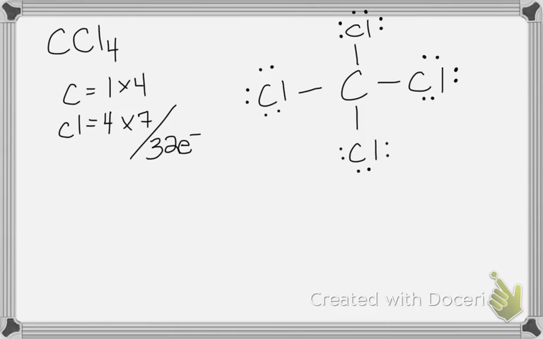The octet rule says that atoms will gain, lose, or share electrons. So in each one of these bonds, carbon and chlorine are sharing those electrons. In sharing them, that makes chlorine satisfy the octet rule, and carbon. So when you're counting octets, you get to count the bonds twice. You get to count them for the chlorine and for the carbon when you're counting up octets so that everything satisfies it. So chlorine has 7.